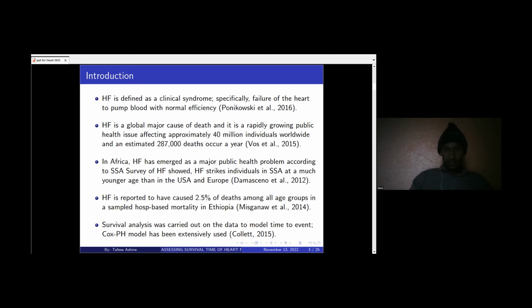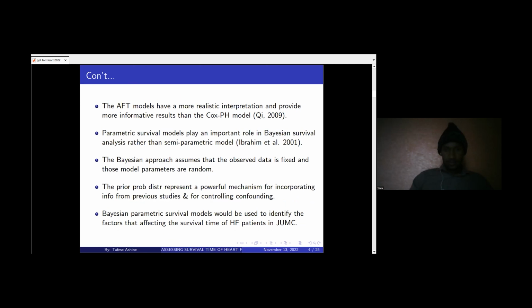A survival analysis was carried out on the data to model time to event. The Cox proportional hazard model has been extensively used. The accelerated failure time models have a more elastic interpretation and provide more informative results than the Cox proportional hazard model. Parametric survival models play an important role in Bayesian rather than semi-parametric models.